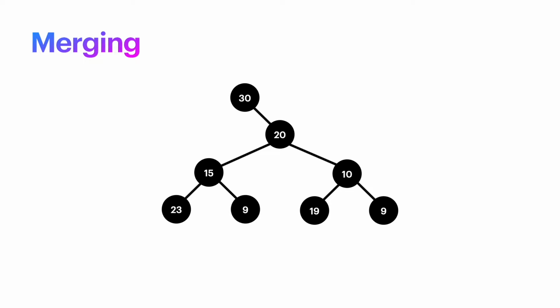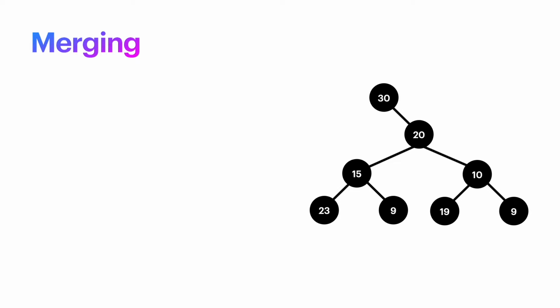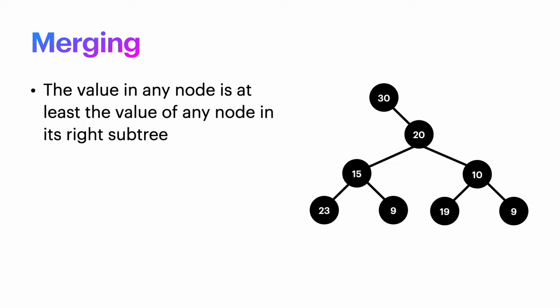Now, if we go back, bring in the rules from before, and look over this tree to make sure that it still follows them, you'll notice that rule 1 holds. The values under 30 are all less than 30. So we're good there, and you can check each individual node too if you'd like. Also, the root has no left subtree because of how we merged it.